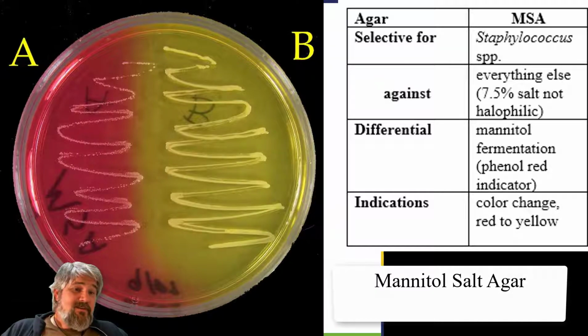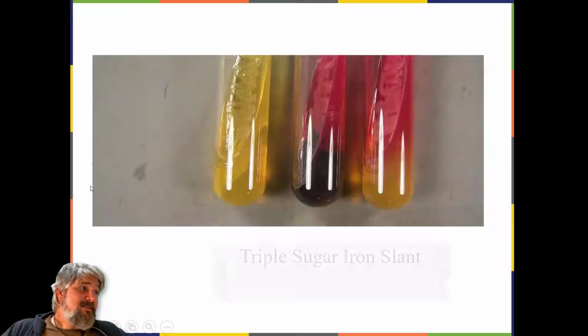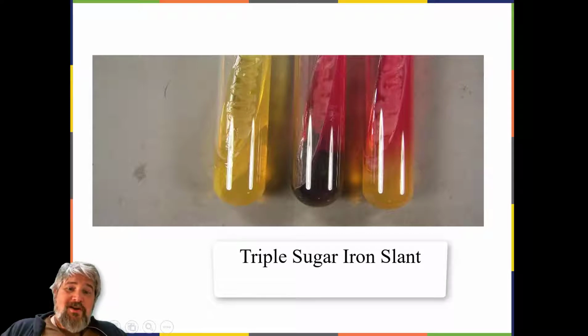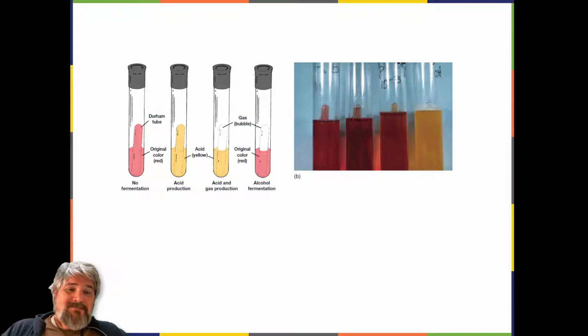We also have this combination tube option, a triple sugar iron. I'm not going to go through all the explanations of this right now. These are carbohydrate tubes where you can differentiate acid production, acid and gas production, or alcohol fermentation based on whether the inverted small tube, the Durham tube on the inside, has a gas bubble in it or not, and whether or not the media pH is changed so that the pH indicator turns yellow.